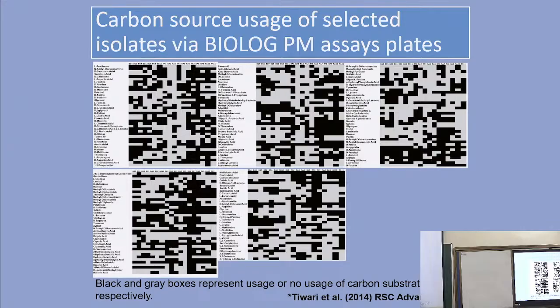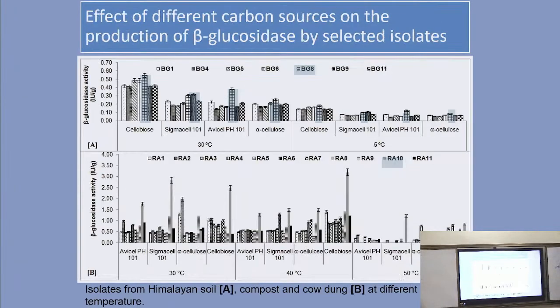Then we did the carbon usage utilization using the Biolog, and we also made the species specific diversity analysis. Now if you see the isolates from Himalayan soil as well as compost and cow dung, you can see this BG8, along with how different carbon sources can be used. So when you design any strategy for utilization of the enzyme, if you have a cheap carbon source available, your enzyme production will be cheaper, meaning you have the enzyme at a low cost.